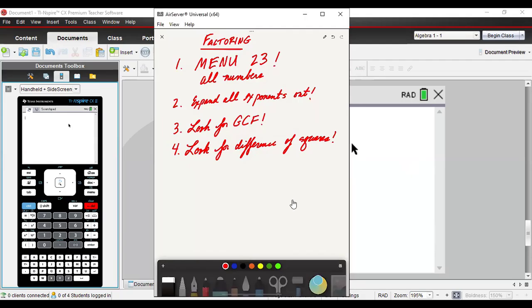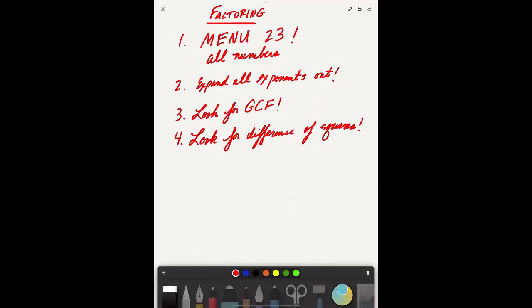So basically when we're factoring, first thing we're going to do is look for any number in the expression and use menu 23 on it to get the prime factors. Second thing, we're going to use our knowledge of exponents and expand out every expression to its fullest. And then we're looking for GCFs. Anything that's in both terms or all the terms we can pull outside, and whatever's left goes inside the parentheses, but we have to be looking for the difference of squares.